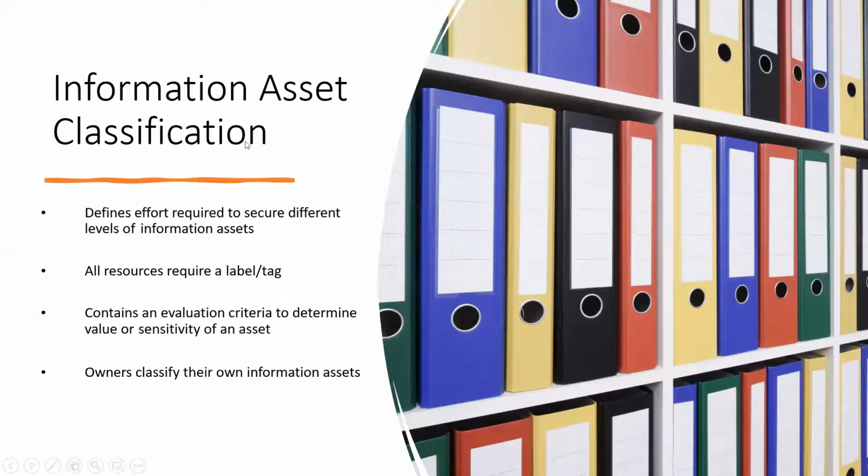So information asset classification defines the effort required to secure different levels of information assets. The different levels that I've just cited there being customer data, employee data, data on our public-facing website. We could tag those different resources with tags such as private information, personal data, sensitive information, confidential.